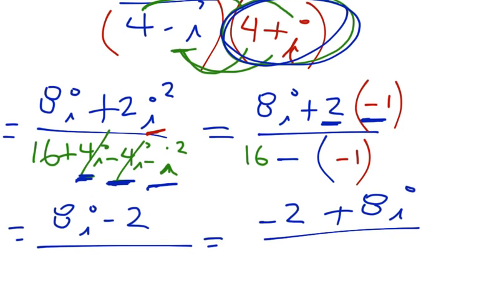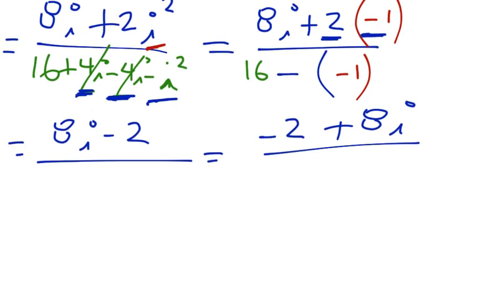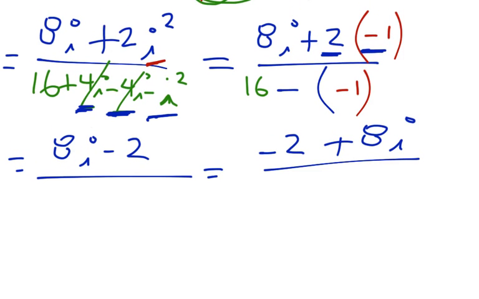You said negative 1. It's kind of difficult for me to know if you did or not, but I hope you did. So let's continue down here. I have my 16. Negative and negative is positive. So 16 plus 1, those two equal 17.